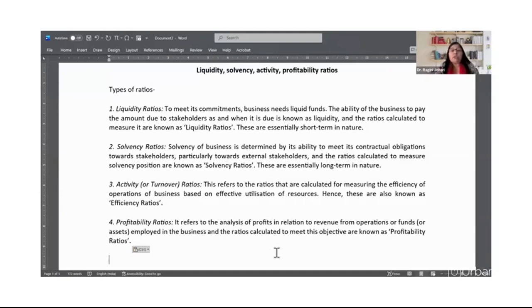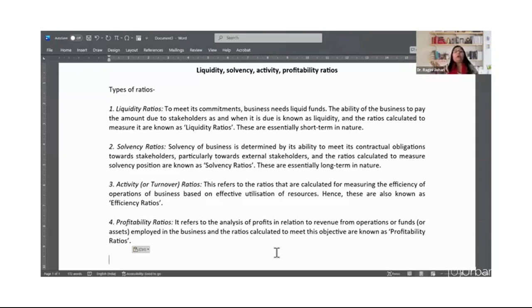Then solvency ratios. What is solvency? Solvency of a business is determined by its ability to meet its contractual obligations towards its stakeholders, particularly towards the external stakeholders. And this ratio is calculated to measure solvency position. Right? Thus, these ratios' name is solvency ratios. These are essentially long-term in nature.